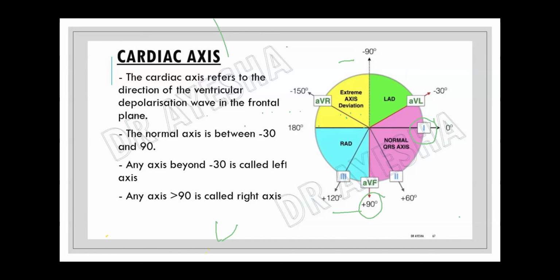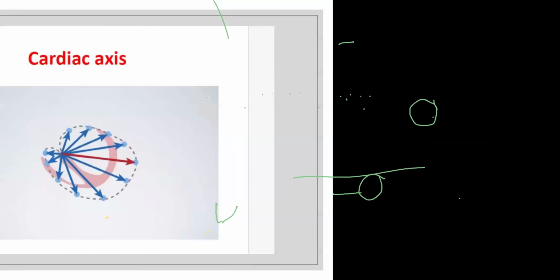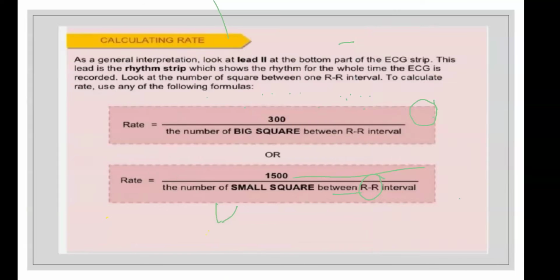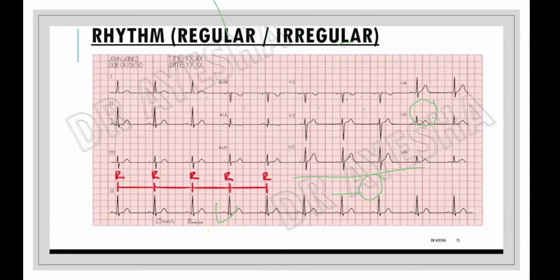So now where is lead 1? If you see this diagram, lead 1 is on which side of your limb?